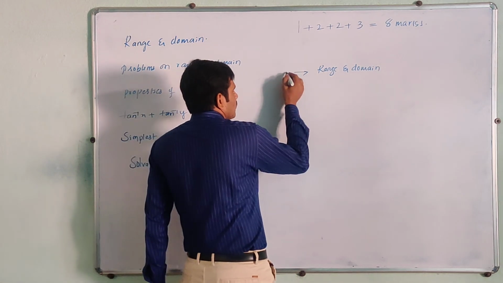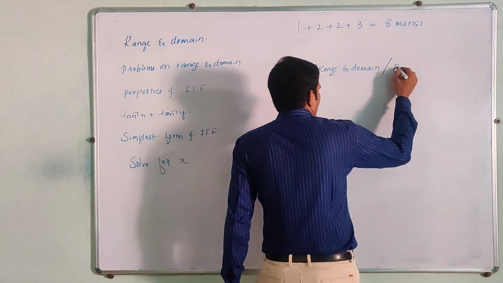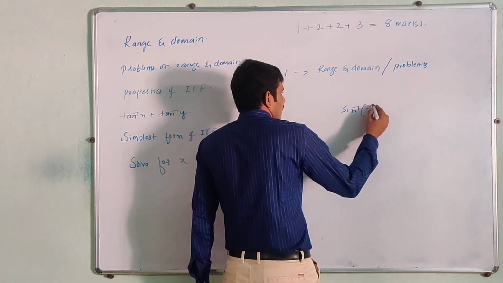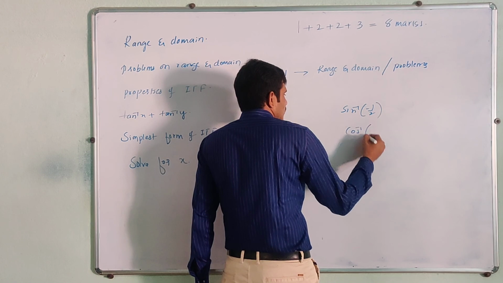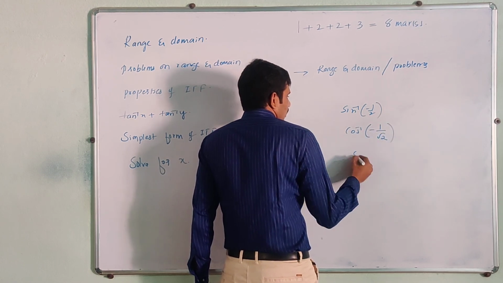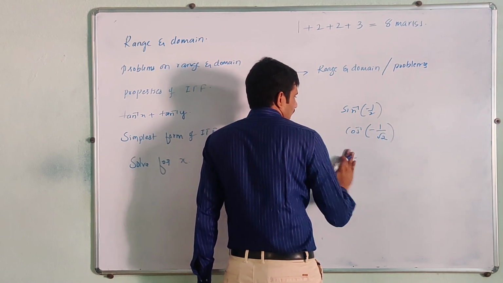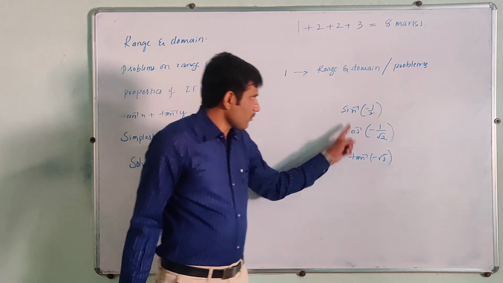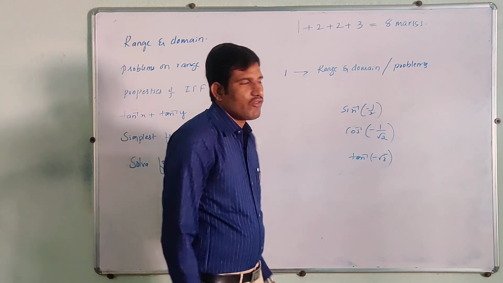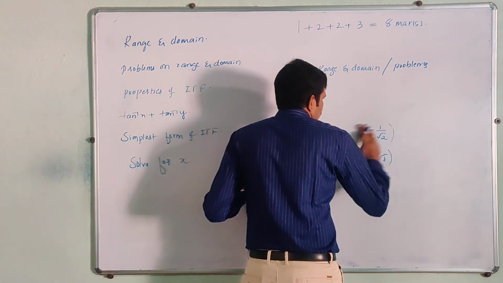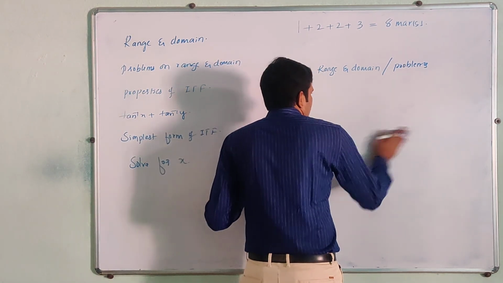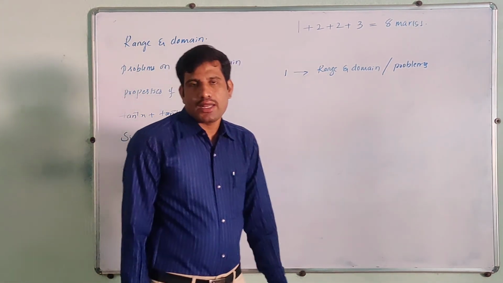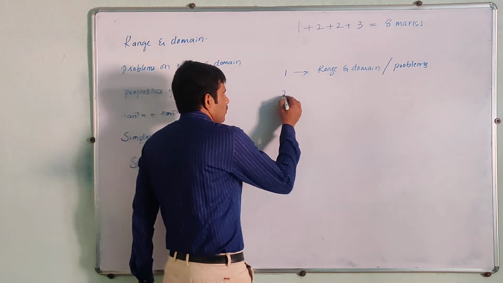The 1 mark question will be on range and domain, and problems on range and domain, like sin inverse of minus 1 by 2, or cos inverse of minus 1 by root 2, or sin inverse of minus tan inverse of root 3. So there is a 1 mark question on the range and domain table or problems on range and domain. Then there are 2 mark questions.